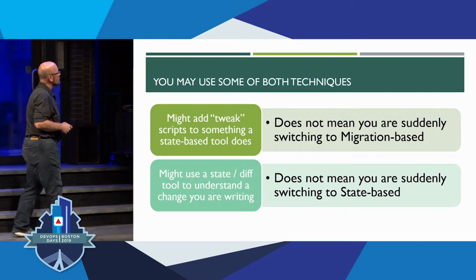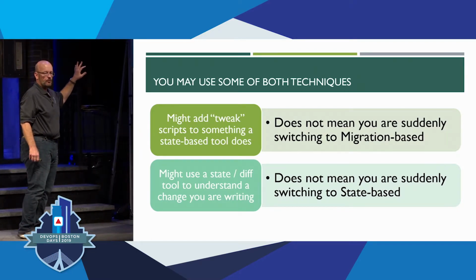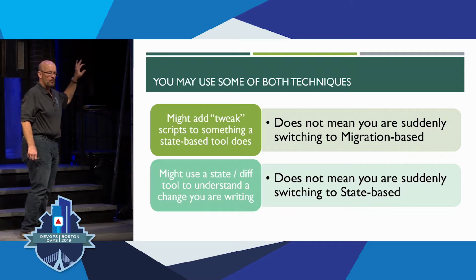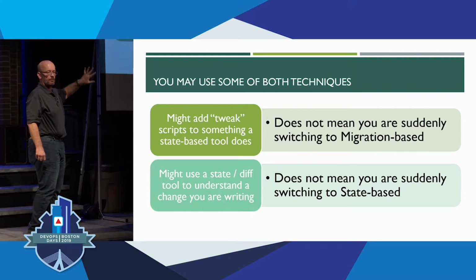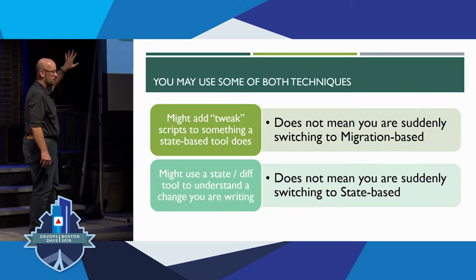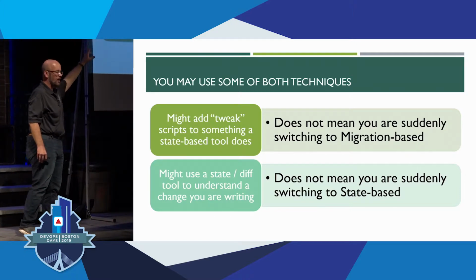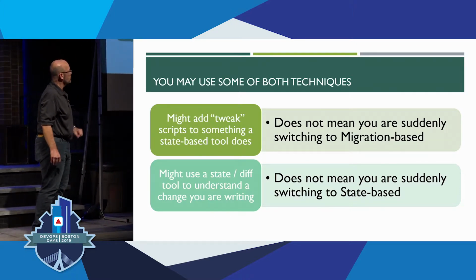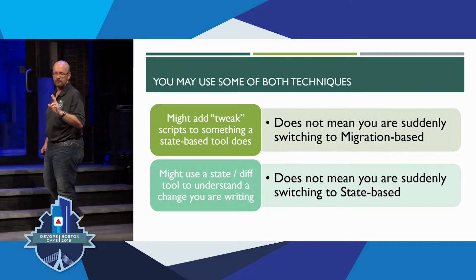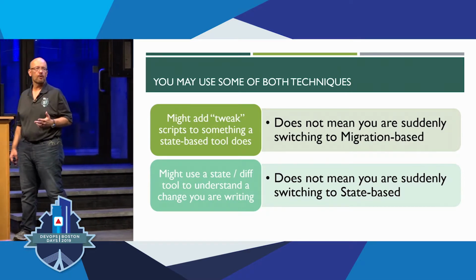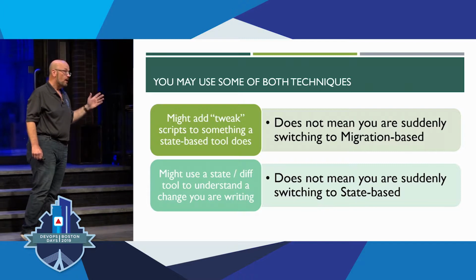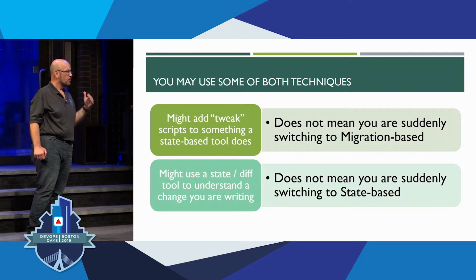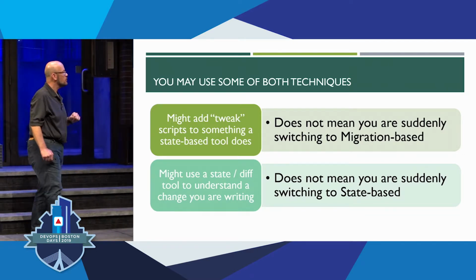So the cool thing is that if you think about it, you're going to end up using attributes of both of these. You're going to pick one as your primary. It's going to be your organizational doctrine for how you do this. But there's no purity thing here. This is engineering. You use the capabilities at hand. You take a primary approach that you can build your processes around, and you cherry pick the stuff that's going to help you. So if you're doing state-based, you still are probably going to want to add tweak scripts. That doesn't mean you're suddenly going migration-based. It just means you need some tweak scripts. Similarly, you might use a state-based technique to make sure that you're writing the best changes possible in a migration-based approach. Doesn't mean you're suddenly state-based.